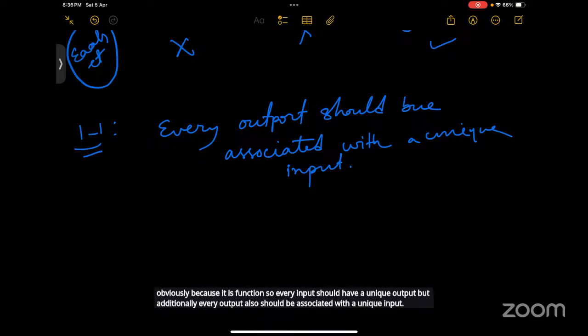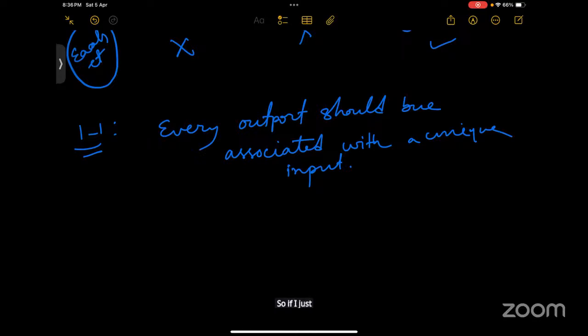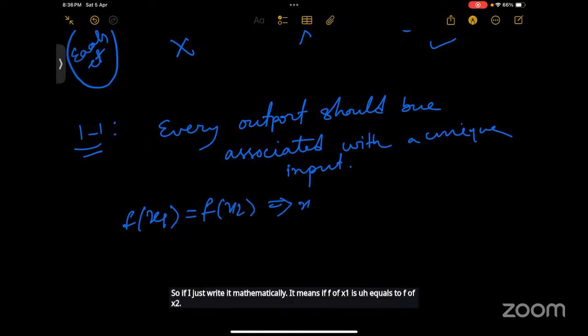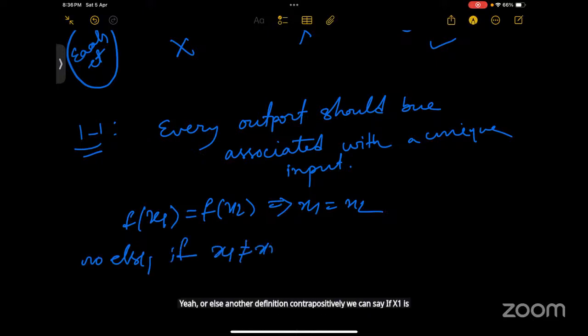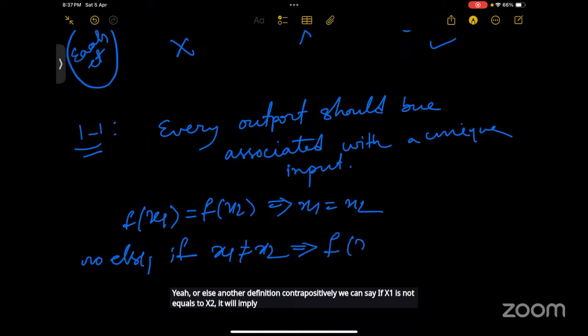right? So if I write it mathematically, it means if f of x1 is equal to f of x2, it will imply x1 equals x2, right? Or, as another definition, contrapositively, we can say if x1 is not equal to x2, it will imply f of x1 is not equal to f of x2, right? Yes, ma'am.